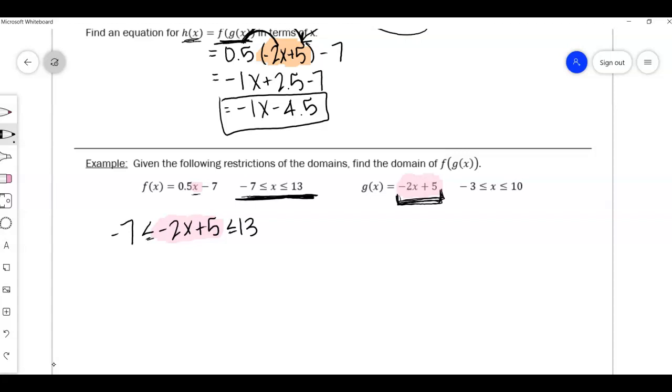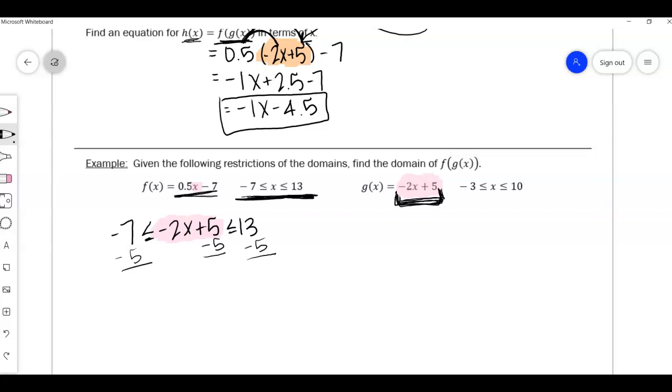And so again, anything that comes out of g has to be between negative 7 and 13 to be able to plug it into f. And so now we have this inequality that we need to get x alone. So we can solve it just like any equation. The one thing that you need to be careful of is if you're going to subtract 5, you now essentially have 3 sides to it to try and get x alone. So if you subtract 5 from the middle, you have to subtract 5 from over here and over here.